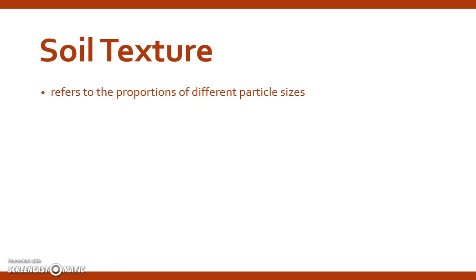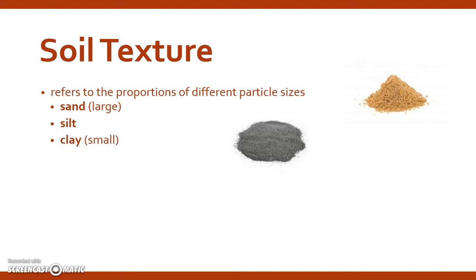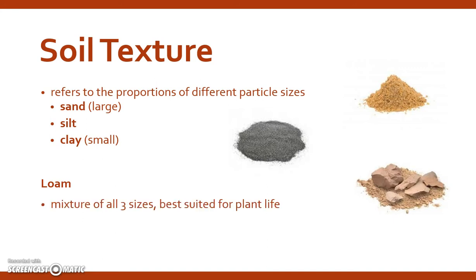Soil texture refers to the proportions of different particle sizes within the soil. So you can have large particles such as sand. You can have medium-sized particles such as silt. Or you can have particles of clay, which are your small sizes. Now, the best type of soil texture is what we call loam. It's a mixture of all three of those sizes, and it is the best suited if you are going to grow or harvest any plant life at all.